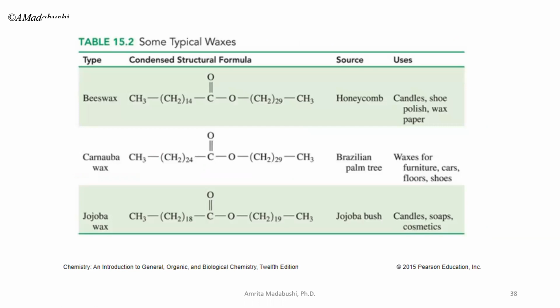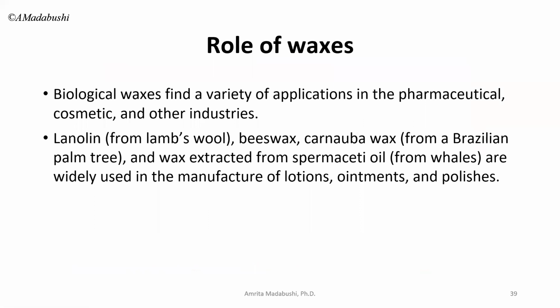These are some examples of waxes. You see here beeswax, carnauba wax, and jojoba wax. These are different kinds of waxes used for different purposes, which are written on the right side. So what are the roles of waxes? There are lots of applications in the pharmaceutical and cosmetic industry. They're also used for manufacturing lotions and ointments, and now we know why they're used so much: when you put them on, the body doesn't lose so much water, because it doesn't let the water just evaporate.